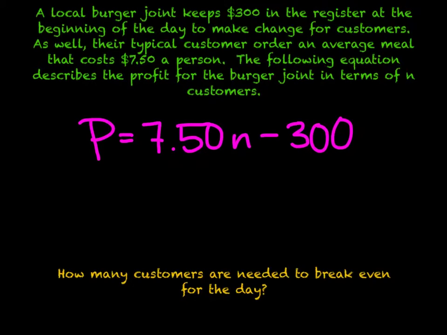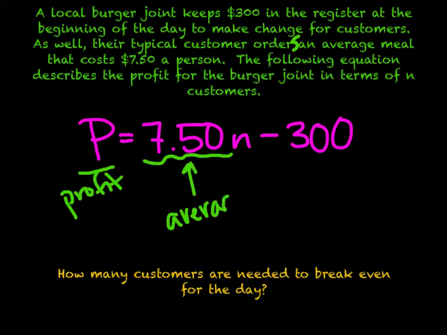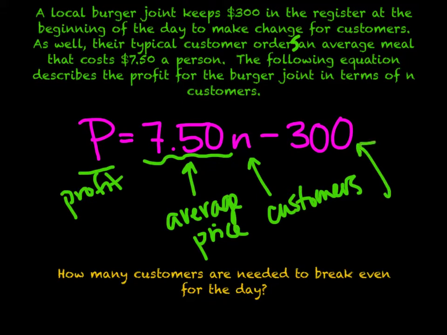A local burger joint keeps $300 in the register at the beginning of the day to make change for customers. As well, their typical customer orders an average meal that costs $7.50 a person. The following equation describes a profit for the burger joint in terms of N customers. So we have profit, P. We're used to that. $7.50, that is the average price people pay. We have also N, which is our customers. And this minus 300, that's that $300 that they keep in the register no matter what.